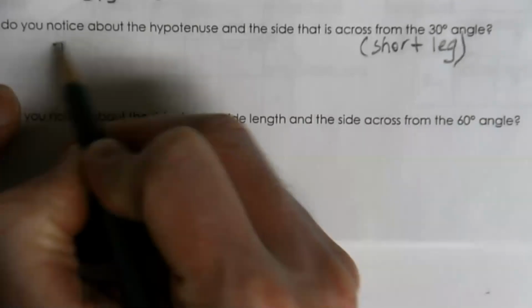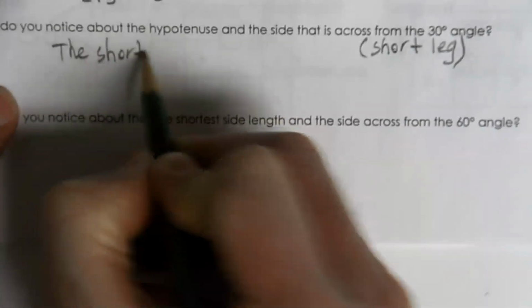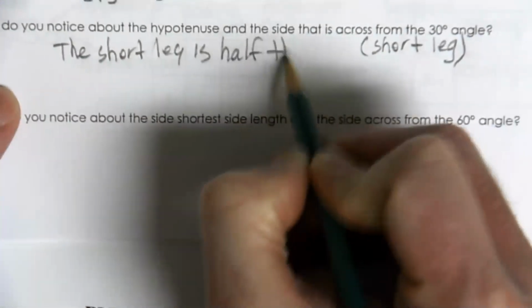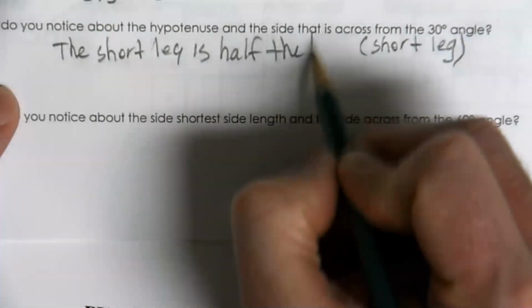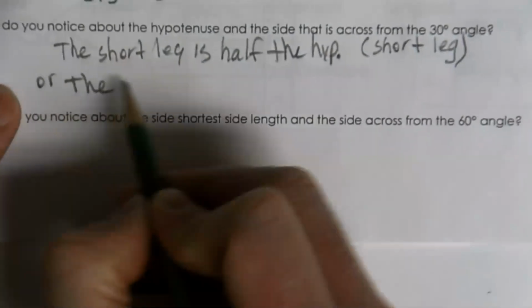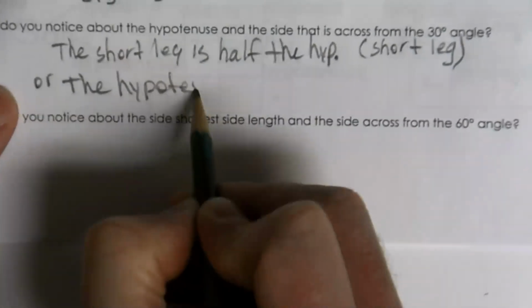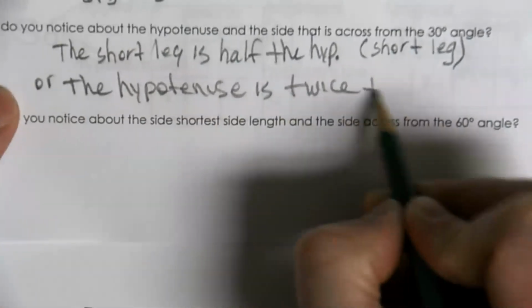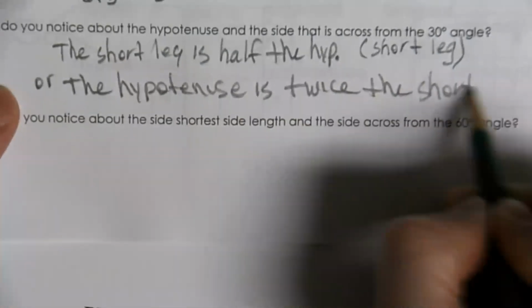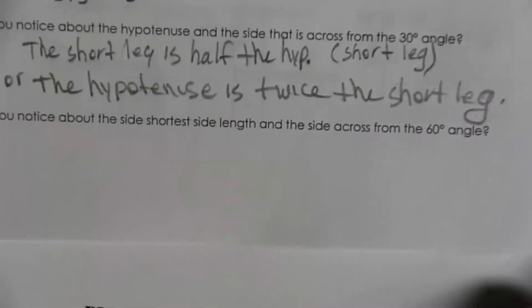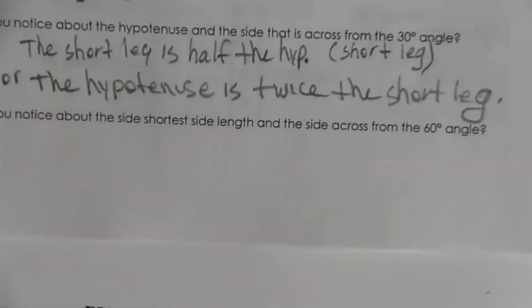The short leg is half the hypotenuse, or the hypotenuse is twice the short leg. The short leg will always be across from the 30-degree angle. That's always the shorter leg.